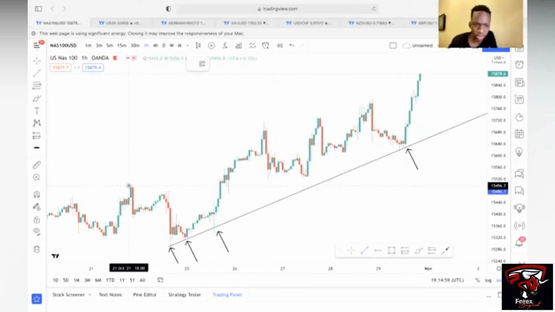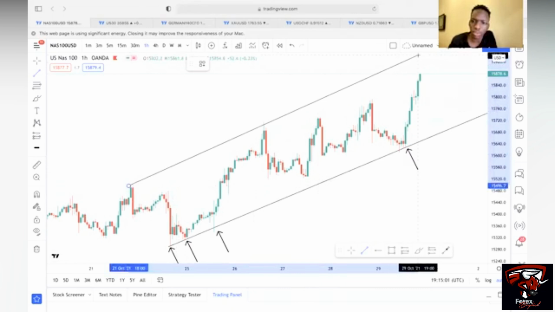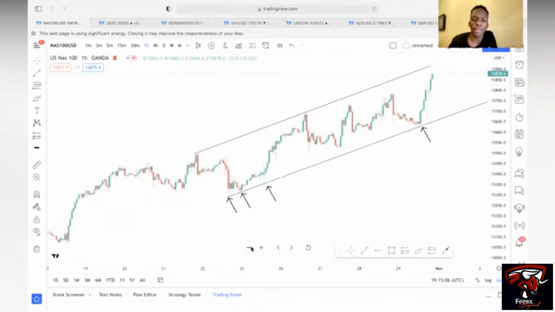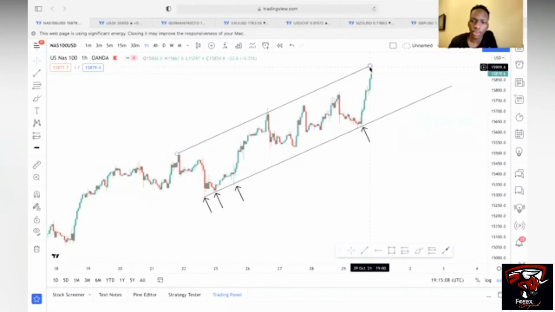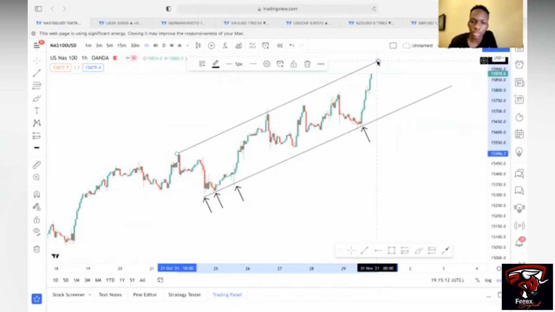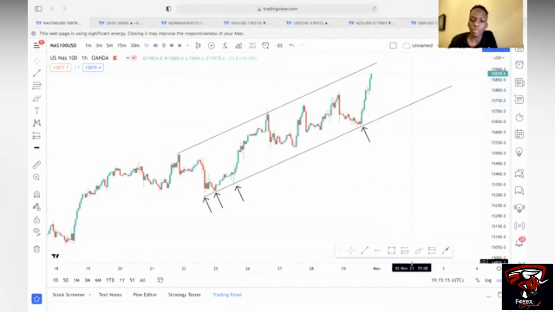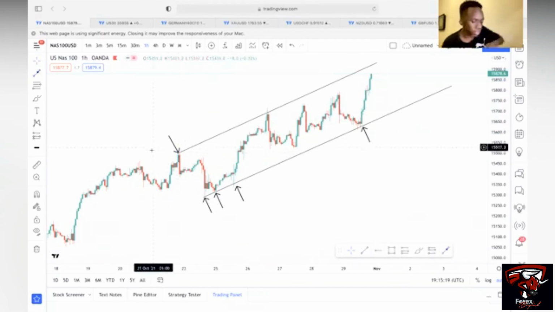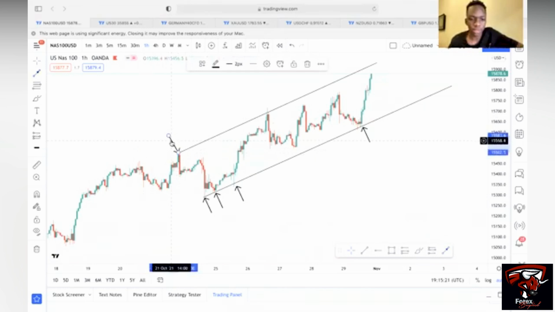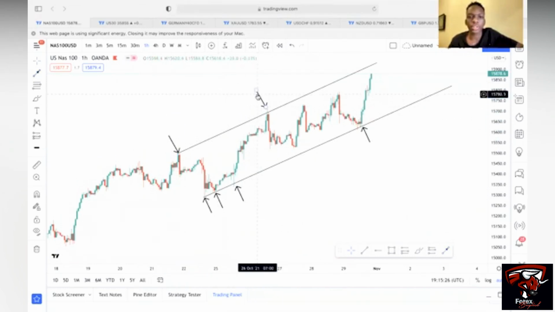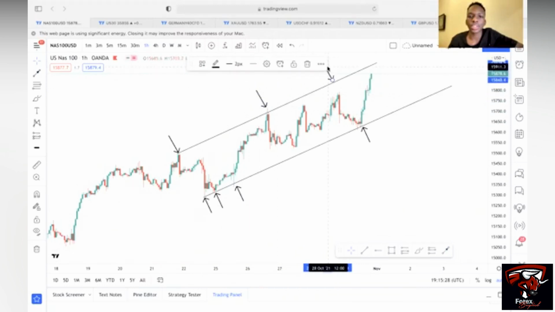So 1, 2, yeah, 2, right? So we can anticipate a third touch. Yeah, I just want to connect it properly. Yeah, there we go. So we can anticipate a third touch. So you can see we have touch number 1, touch number 2. So now anticipating touch number 3, guys.